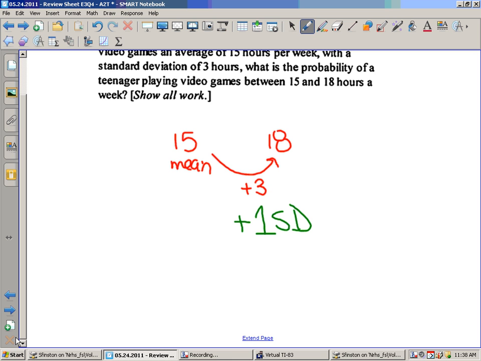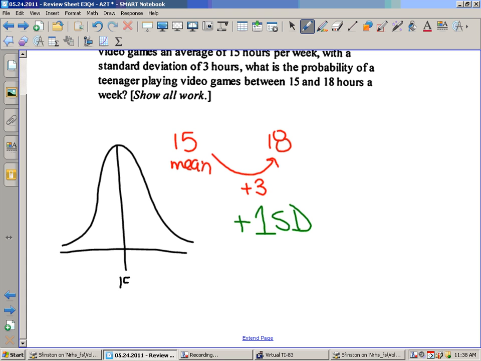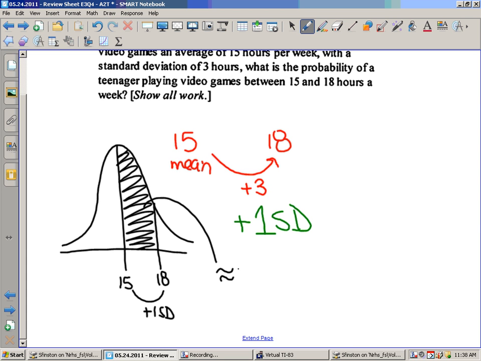So you go and look on the bell curve, which you're going to get on your test, and here's what you're going to look for. Right, here's the bell curve. Here's the mean at 15. Here's 18. This is plus 1 SD. And all you want is the area in between. And I think what you're going to find is, when you look on the chart, that area is approximately 34%. That's it.